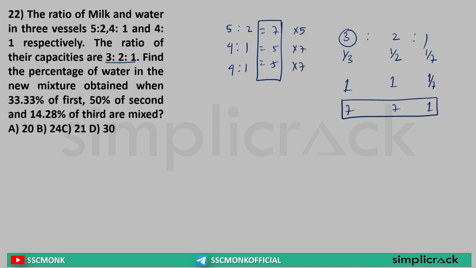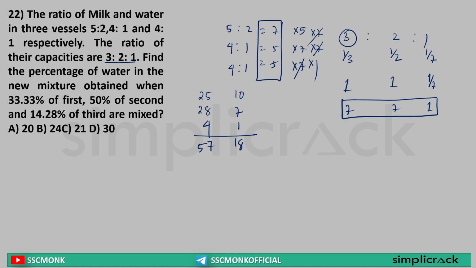That means the mixture has been obtained in the ratio of 7:7:1. Clear? Now let's solve it. 7 crossed out in all cases, so it is 5:7:1. 5 5s are 25, 5 2s are 10, 7 4s are 28, 7 1s are 7, so it is 4:1. So I can write 25 plus 28 is equal to 57. 10 plus 8 is equal to 18.